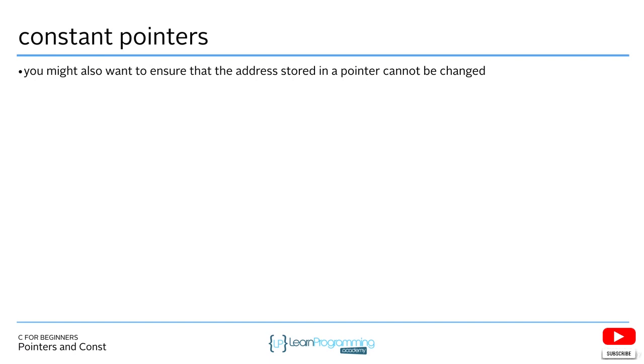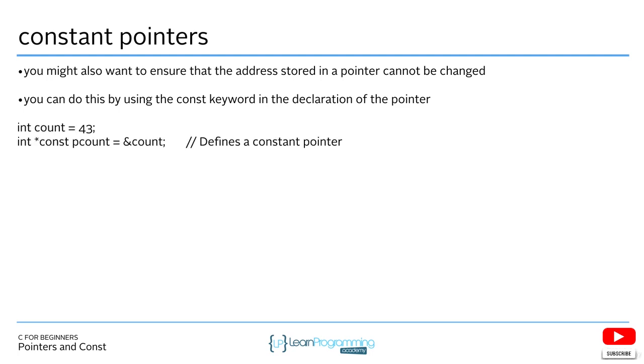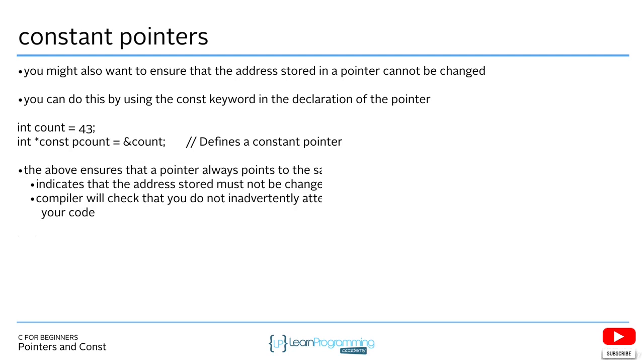What about not allowing the address of the pointer to change? The value that's in the pointer. So you also may want to ensure that the address stored in the pointer cannot be changed. You can do this by using the constant keyword in the declaration of the pointer the same way, but it's slightly different. Instead of having const as the first keyword, you put it after the data type and after the asterisk. This is saying that the pointer itself cannot change its value. If you put it before the int, you're saying the value pointed to by the pointer cannot change.